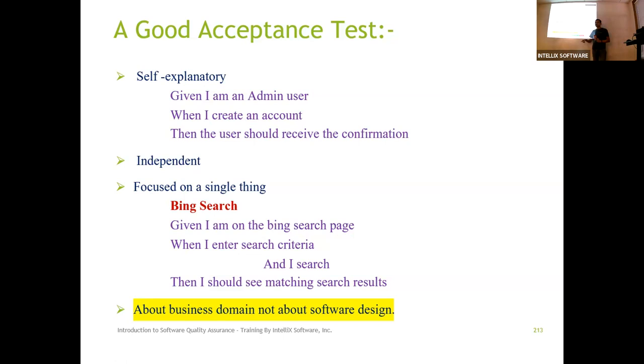For example, we are doing the user search criteria. If I enter a name like Bob, then I should see Bob in either first name, last name, or street name, or anything. So you're going to see one Bob or multiple Bobs. Those are different scenarios, so you will have different acceptances. Yeah, you can do all those things.